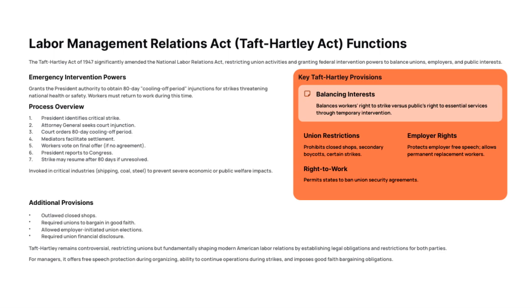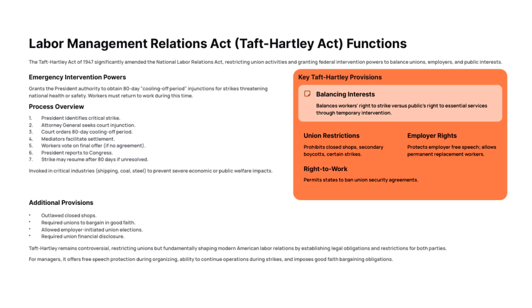Employers gained the right to initiate union elections, and unions are now required to disclose their financial information, ensuring transparency. The law also gives states the authority to ban union security agreements through what we call right-to-work laws. These laws protect employer free speech and permit the use of permanent replacement workers during strikes, which can be a significant point of contention. On the employer rights side, Taft-Hartley prohibits closed shops, secondary boycotts, and certain types of strikes that could harm the economy or public safety.